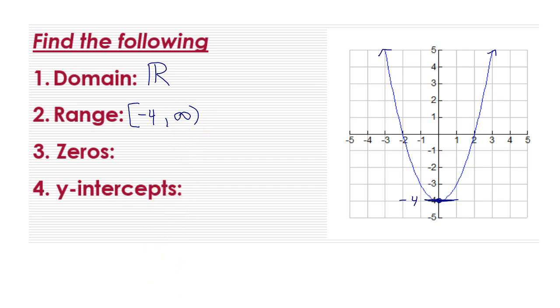The zeros on the graph are at -2 and +2. And remember, since it's not asking for an x-intercept, we can just list them out and say -2 and +2. We don't have to write it in coordinate form. The y-intercept is at 0, -4 down here, 0, -4. And that is technically supposed to be written as a coordinate, an x, y coordinate.